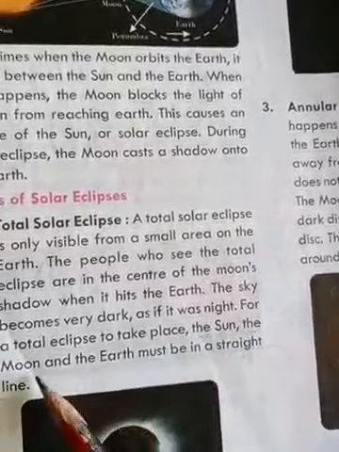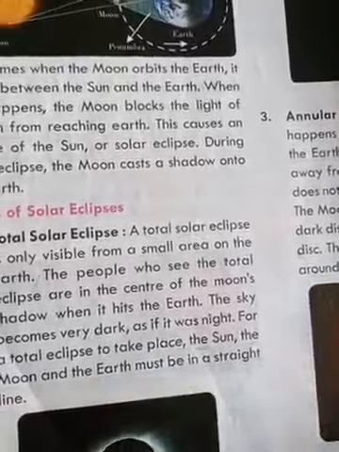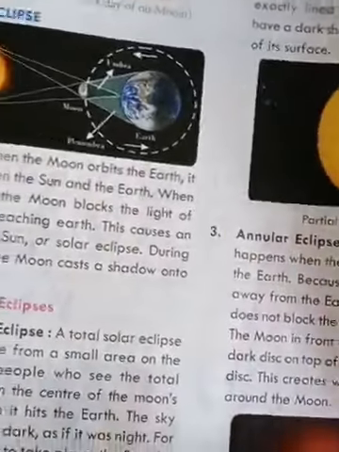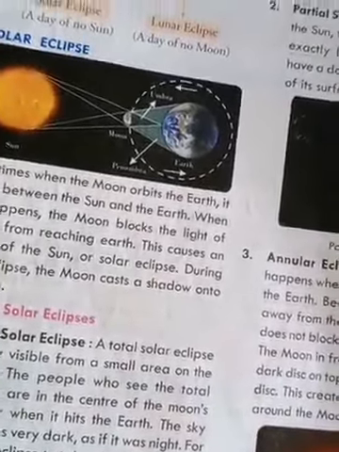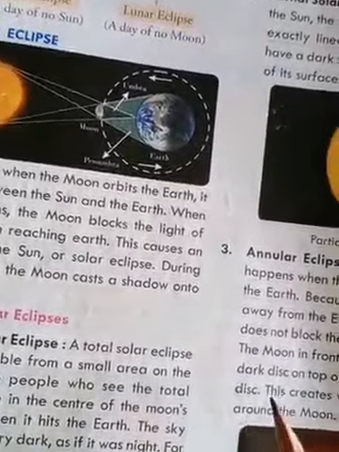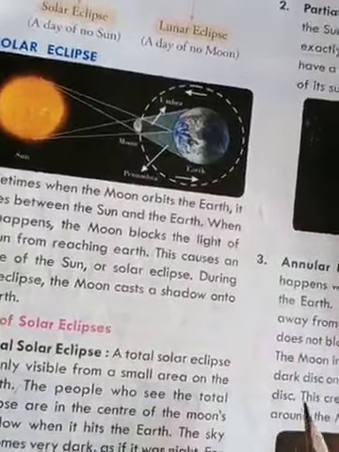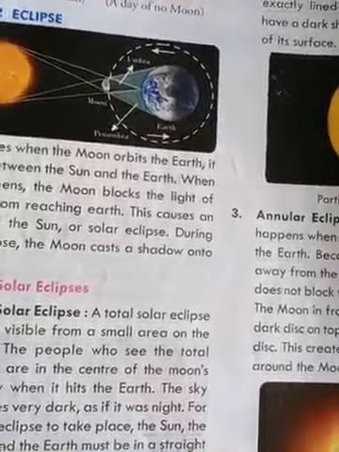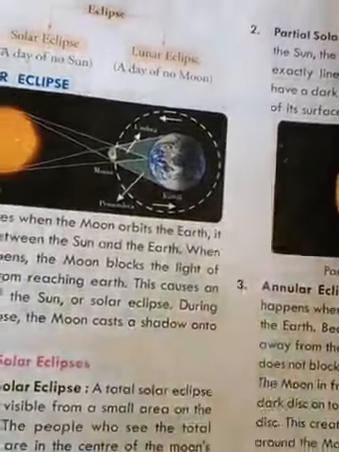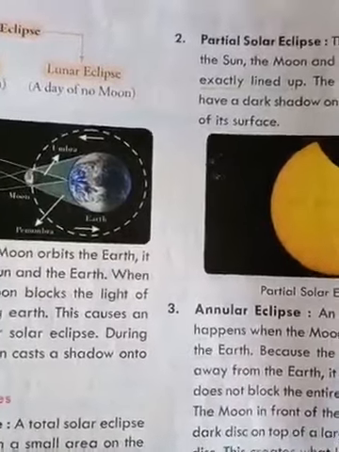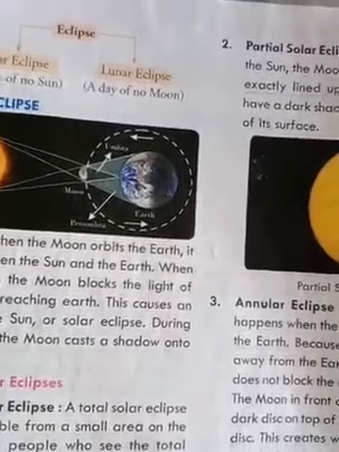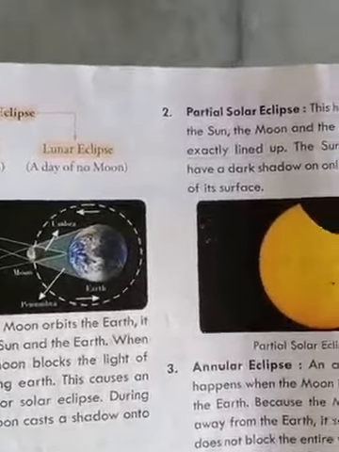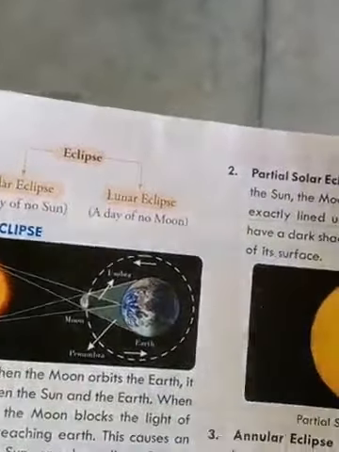The sun, moon and earth are all in a straight line, while revolving, because the earth and the moon are rotating, and at the time when eclipse happens, they come in a straight line. They must be in a straight line, then only it is possible for the eclipse.